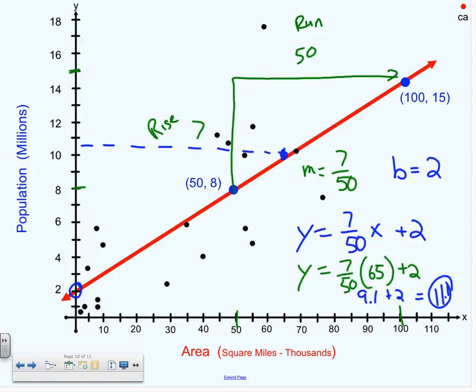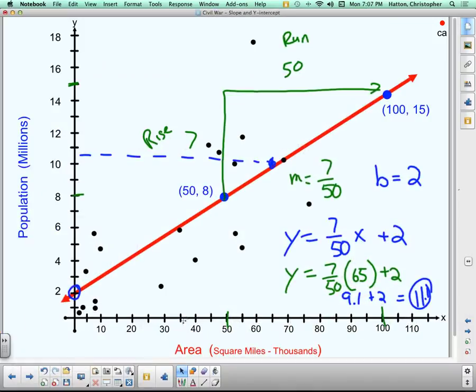So once again, we did rise over run to find the slope. We found the y-intercept as 2. We were able to create an equation from that in the form of y equals mx plus b, and then use the equation to approximate or predict another value. I hope this was good in order to refresh your memory and remind you of how to use slope and y-intercept when you're given 2 points.